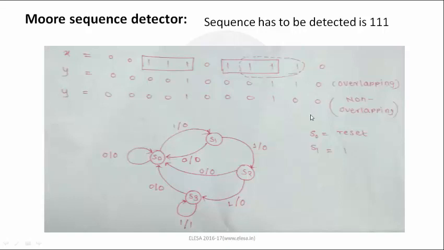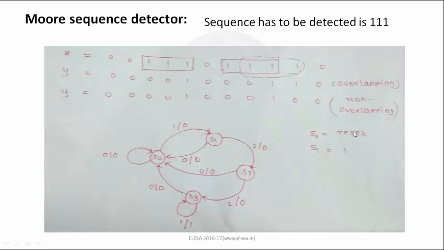Now the important thing here is overlapping and non-overlapping. If I consider overlapping, then this one will give the output 1 because 3 consecutive ones are made here, so the output is 1, and then the 0 is there, which will produce 0 output again. But this is when I consider overlapping.